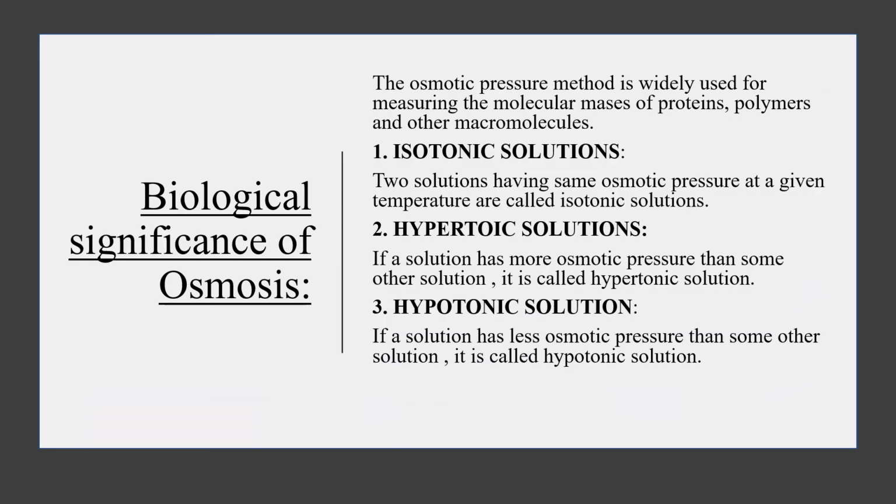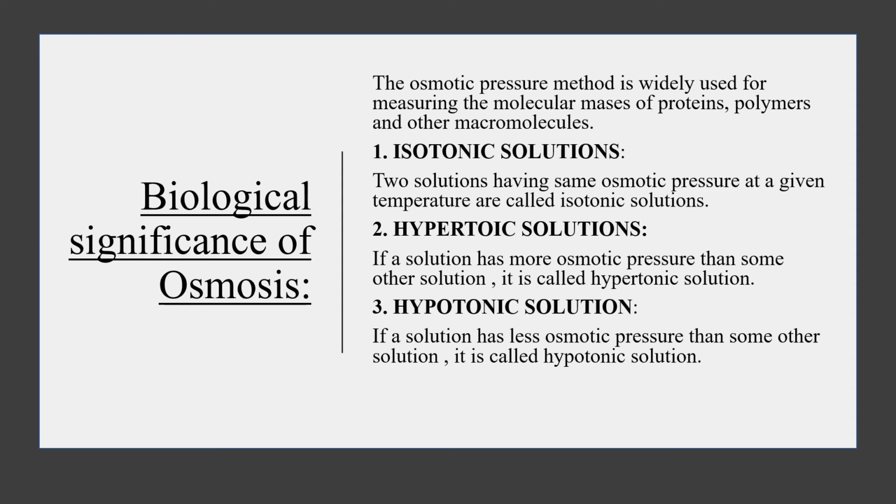Come to some biological significance of osmosis. The osmotic pressure method is widely used for measuring the molecular masses of proteins, polymers, and other macromolecules. Osmotic pressure is a method which is used for measuring the molecular masses of macromolecules like proteins and some bigger molecules like polymers.